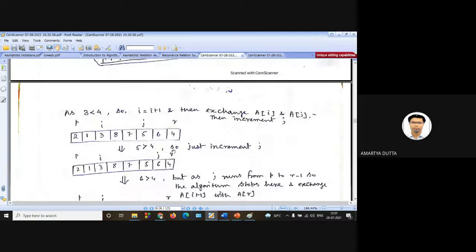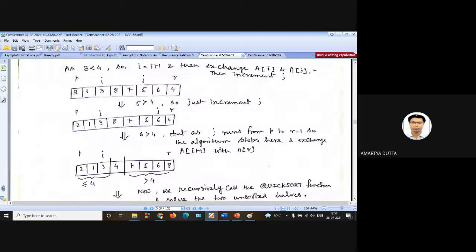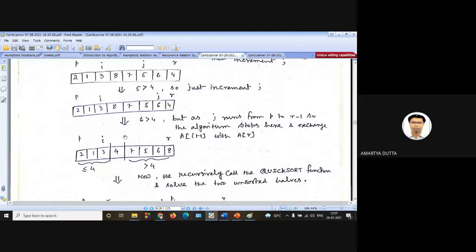Now line 7 is to exchange AI plus 1 and AR. So we have to exchange. That is, I is at 3. So I plus 1, that is 8. So interchange this 8 and 4. So 4 will be there, 8 will be there.